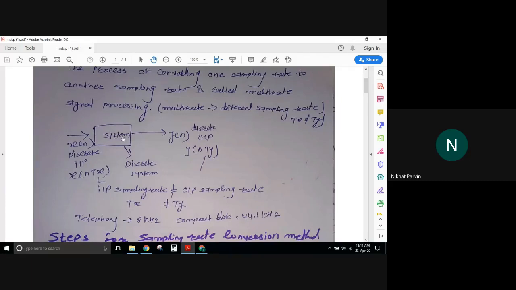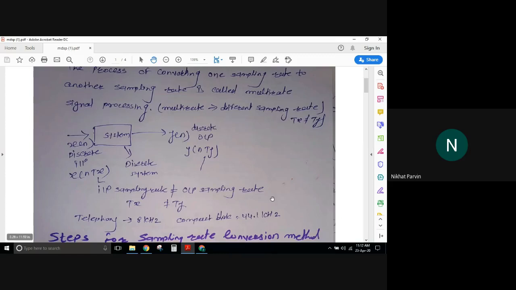The music channel, the audio signal, the compact disc signals all operate at different sampling rates, but you want to pass them through a common channel which has some sampling rate. So obviously there is a need to convert the sampling rate from one to another. That is what your MDSP is.